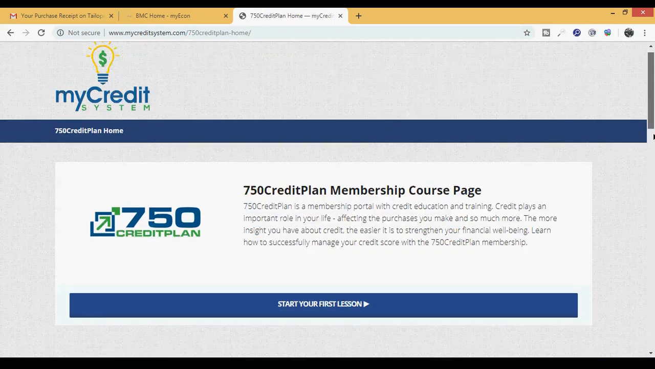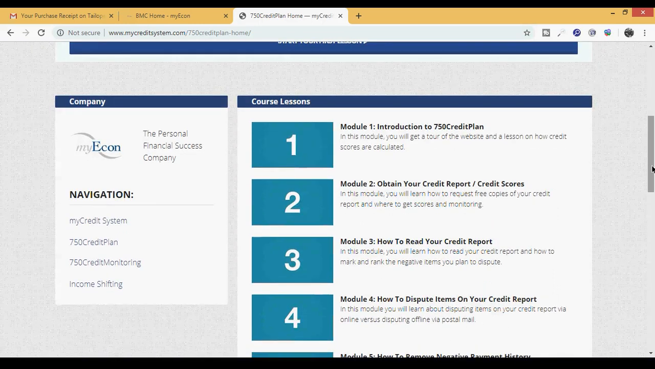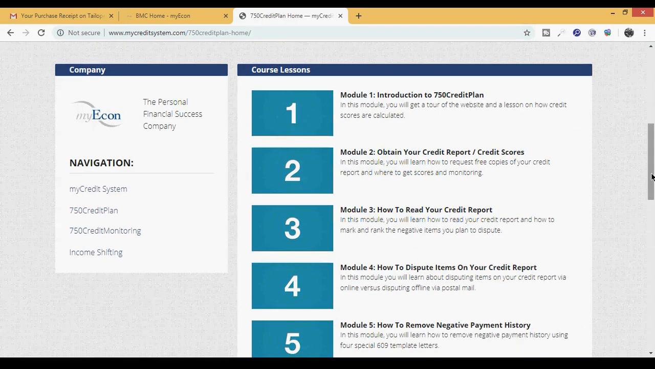What we want to do is just a brief recap so we can dive straight in. Module 1 is what we went over in day 1, just an introduction to the 750 credit plan, letting you know what all you had access to. In module 2, we talked about how to go about obtaining your credit report. You can use annualcreditreport.com. That's the starting point to you knowing what's on your report, to know what you need to do in order to enhance it.